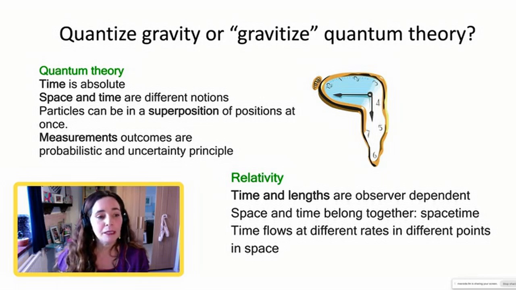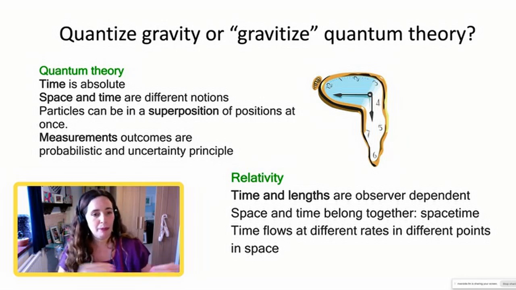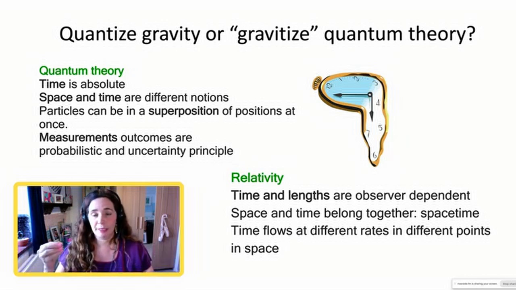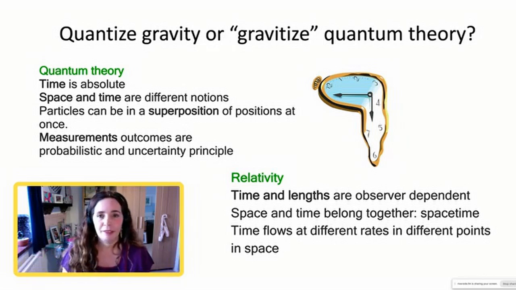Well, then in quantum theory, we have the superposition principle. So particles can be in a superposition of two distinguishable locations at a time. And then, well, this is what Roger calls, and many people call, the measurement problem, but in quantum theory, the outcome of measurements is probabilistic.